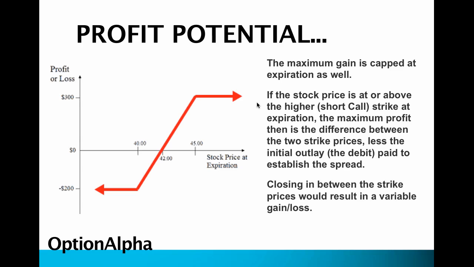So again, this is different than a call option where we start to see incremental gains in our underlying value. Anything above 45, where that short strike is on that call, you're going to be capped as far as how much you're going to earn. And then obviously anything between the strike prices, so anything closing between 40 and 45, is going to result in a variable gain or loss depending on where you end at expiration.